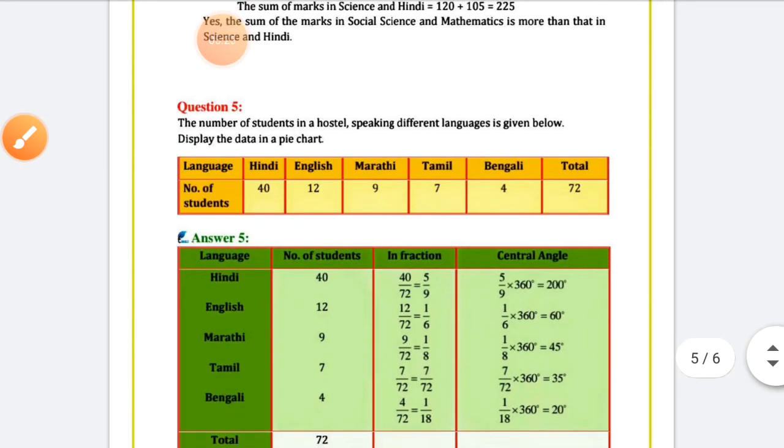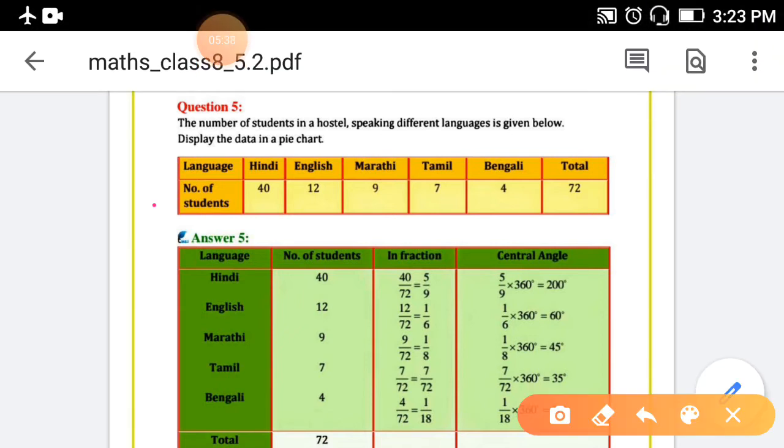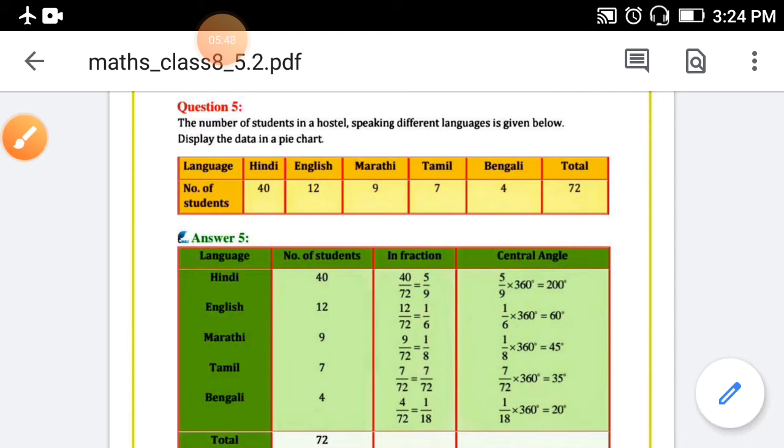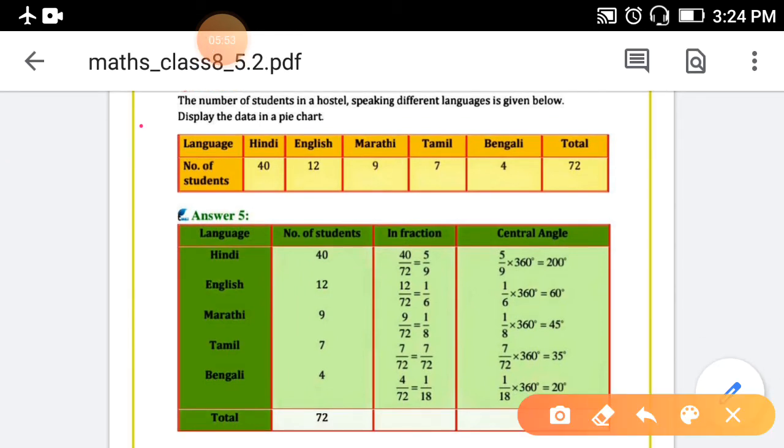Question number 5. The number of students in a hostel speaking different languages is given below. Display the data in a pie chart. Once again, here number of students is given, we want degrees. To make a pie chart we want the number of students in degrees, because you can only draw a pie chart when you have the data in degree form. So languages are Hindi, English, Marathi, Tamil, Bengali. Total students 72.